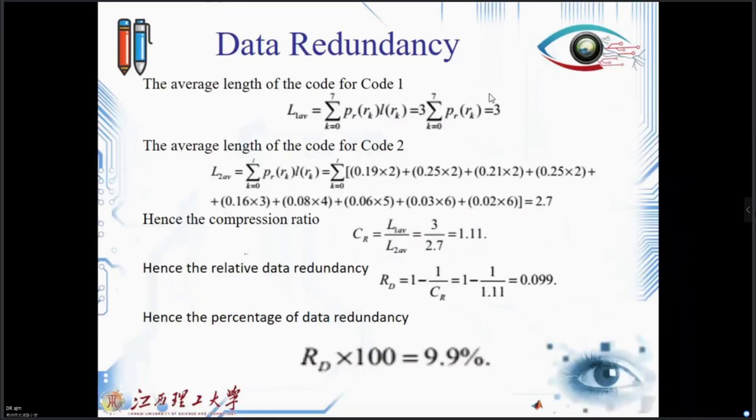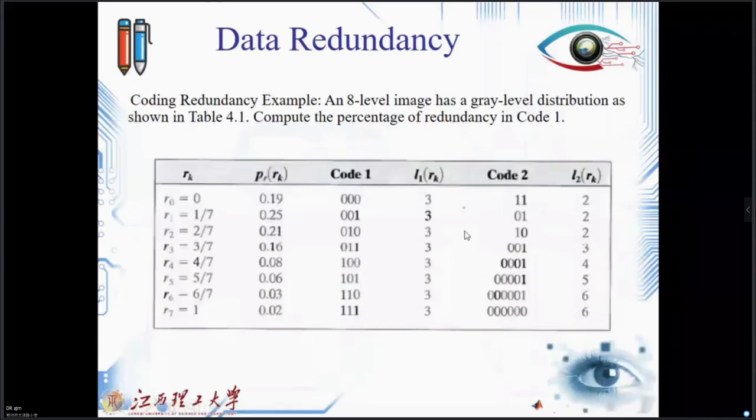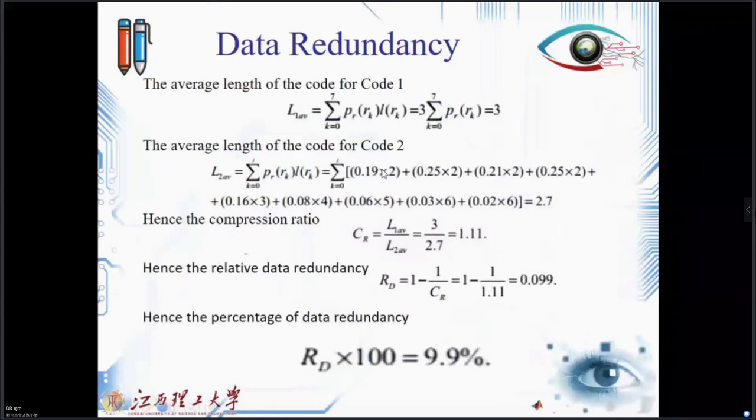Then the average length for code 2 will be calculated like this, based on the mentioned data, with the probabilities 0.90, 0.25, 21, and 60 multiplied by 2 as the code 2 length, and then the accumulation of that is equal to 2.1. Hence, the compression ratio is the L1 average divided by L2 average, between code number 2 and code number 1, which is 3 divided by 2.7, giving 1.11.